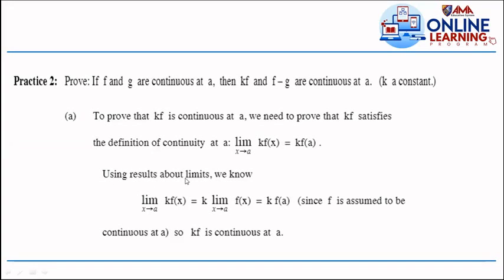So using results about limits, we know that the limit of k f(x) as x approaches a is equal to, by using the properties of multiplication, so this one is constant, ito na siya. Okay, nalabas na siya. The limit of f(x) as x approaches a. Pero if you're going to use the continuous function, this one is the same as f(a). So since f is assumed to be continuous at a, so kf is continuous at a. So yun po yung sagot po natin sa letter A.